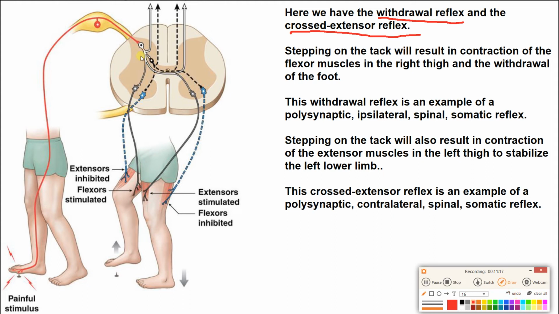Same inner neuron. This inner neuron had some serious branching going on, didn't it? This inner neuron also has a branch crossing the gray commissure, going from the right side of the cord over to the left and synapsing with a motor neuron in the left ventral horn. And that motor neuron is then going to send a signal to one of our quadricep muscles right here.